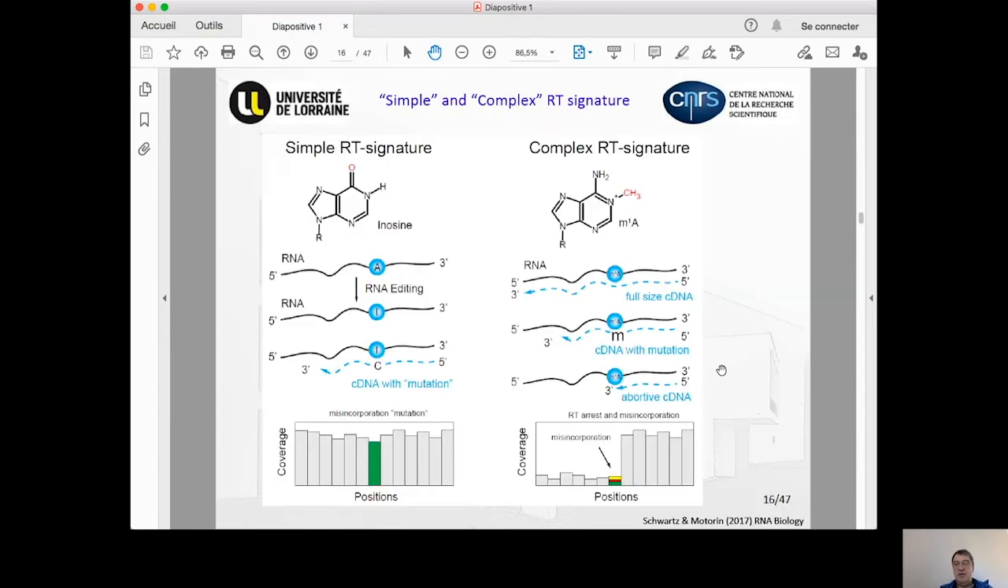So simple RT signatures were found for inosine, for example. Inosine is a typical RNA modification, which is also called RNA editing. Inosine is formed from A by deamination. Inosine has different base pairing properties compared to adenosine, and will base pair with C, which will be seen as a mutation in the sequencing profile. This is a simple signature because there is only one nucleotide which is incorporated, and there is no coverage drop. For many others, both events will be found, cDNA with misincorporation visible as mutation, and abortive cDNA synthesis if library preparation allows capturing those abortive cDNAs. So in the sequencing profile, misincorporation and coverage drop will be visible.